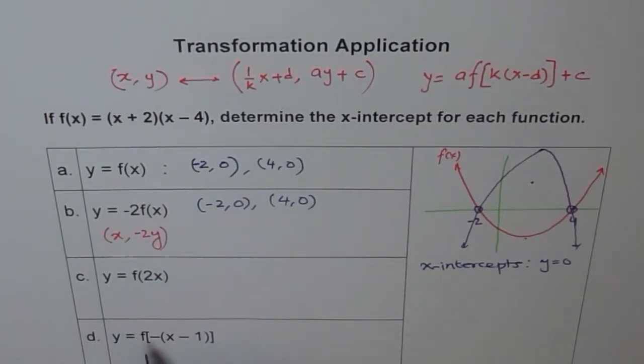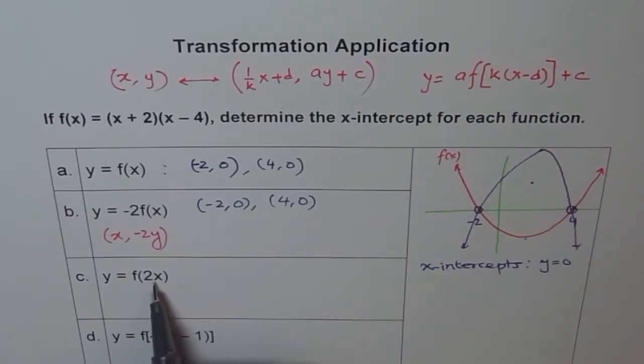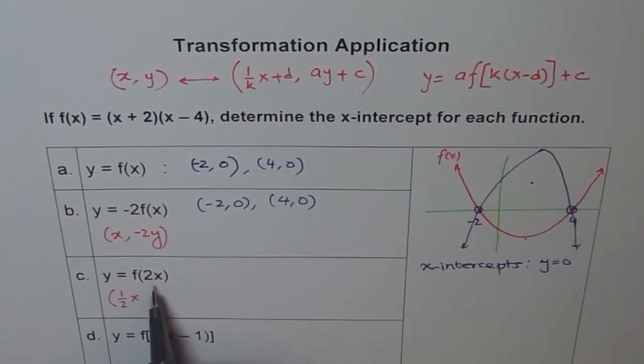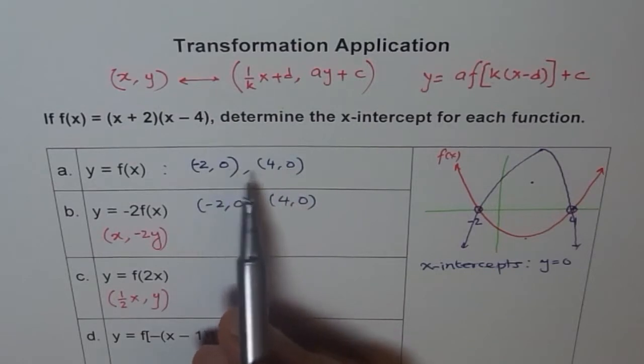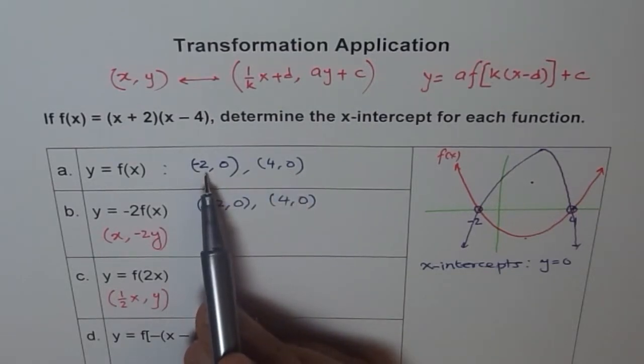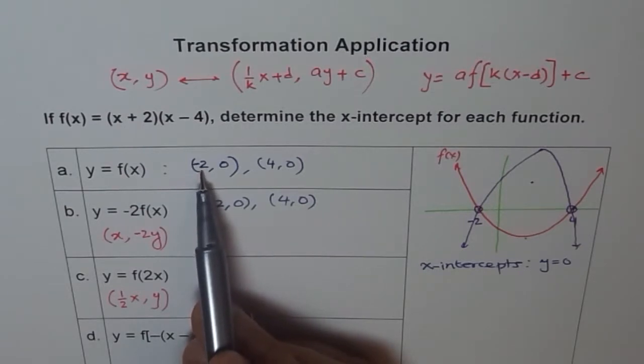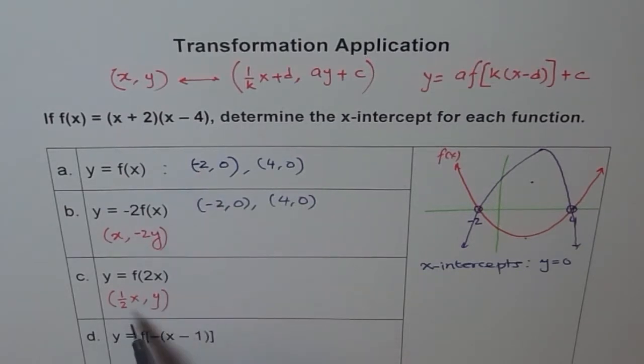Now let's look into this. Now here, what is happening? Here, x is getting divided by 2. Do you understand? So here, the transformed point is half of x, but y remains the same. Is it okay? If y remains the same, that means y is 0, right? y remaining 0 means it is still an x-intercept. And the x-intercept should be at whatever is here divided by 2.